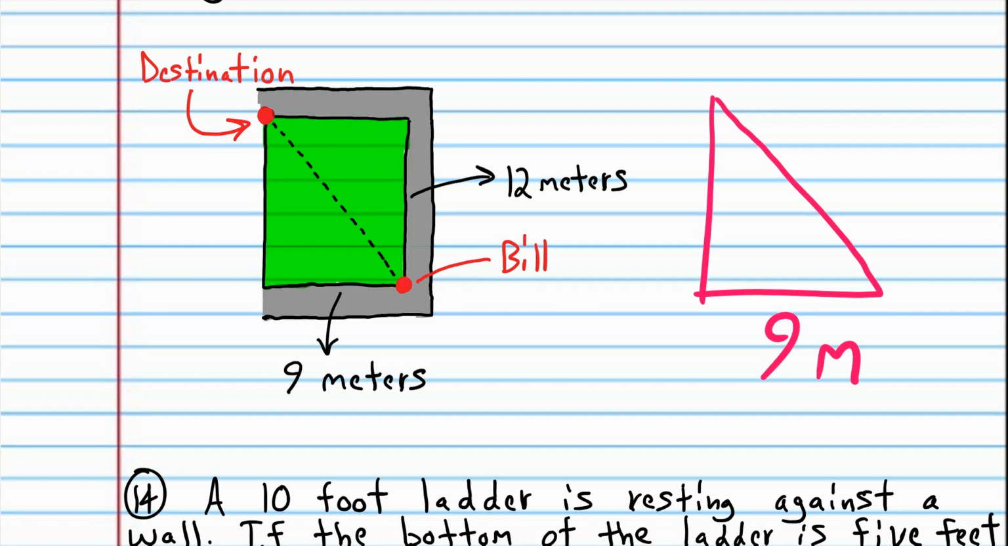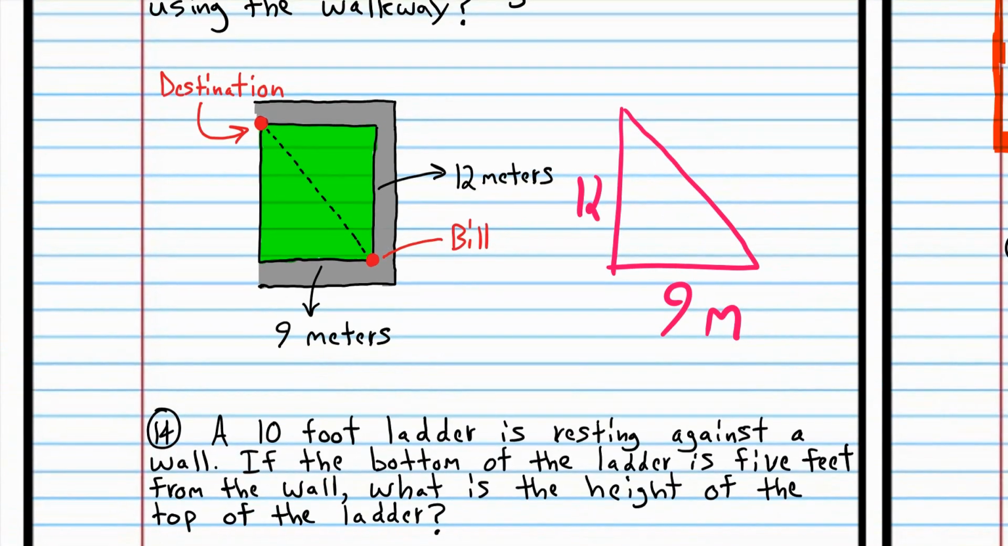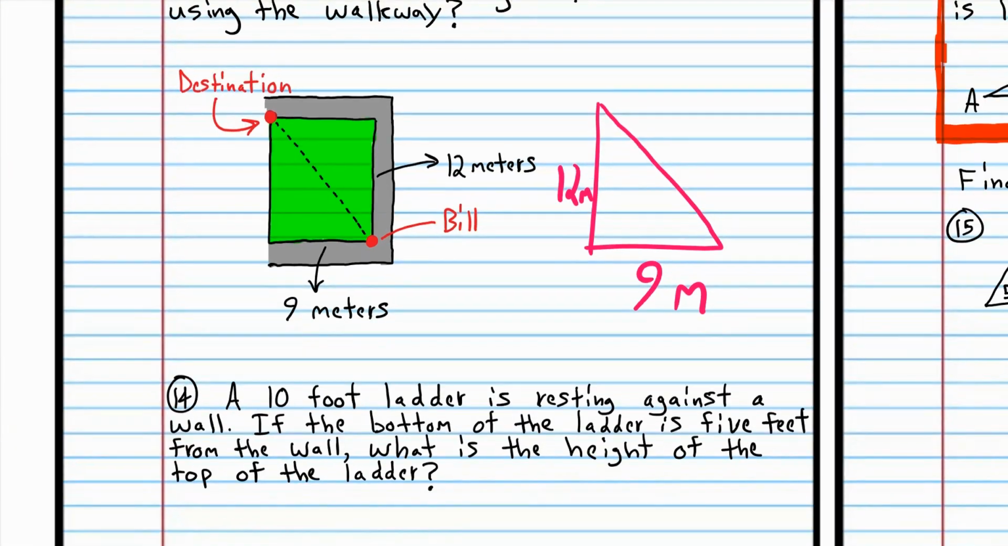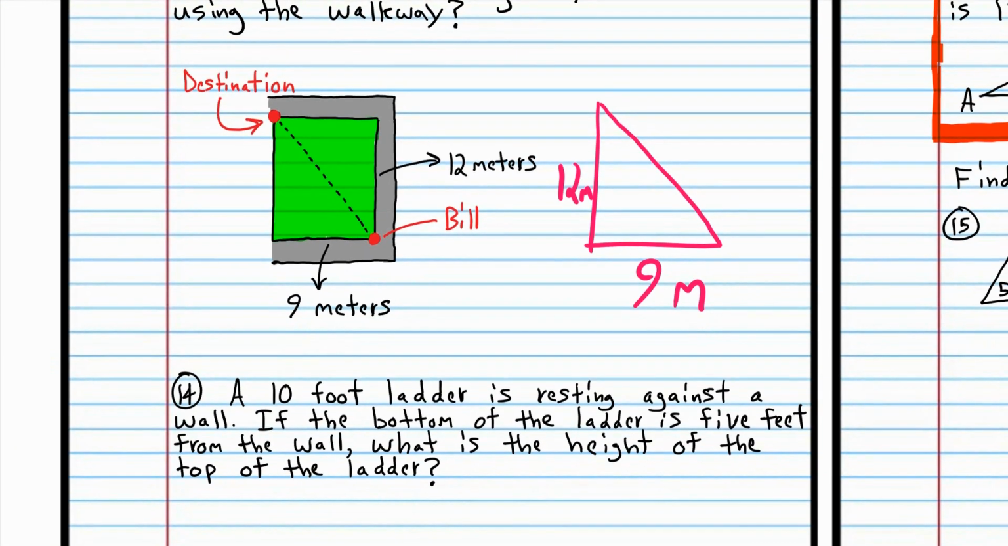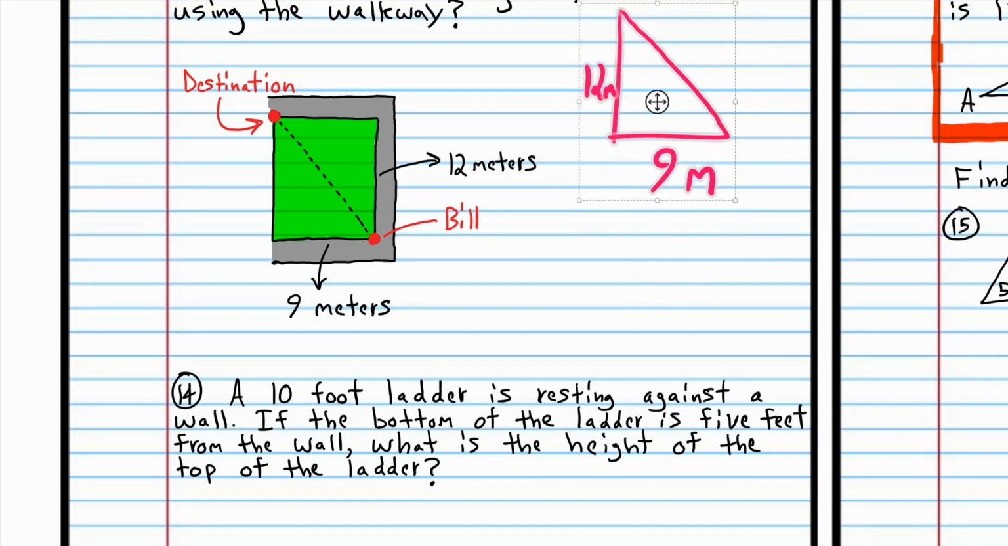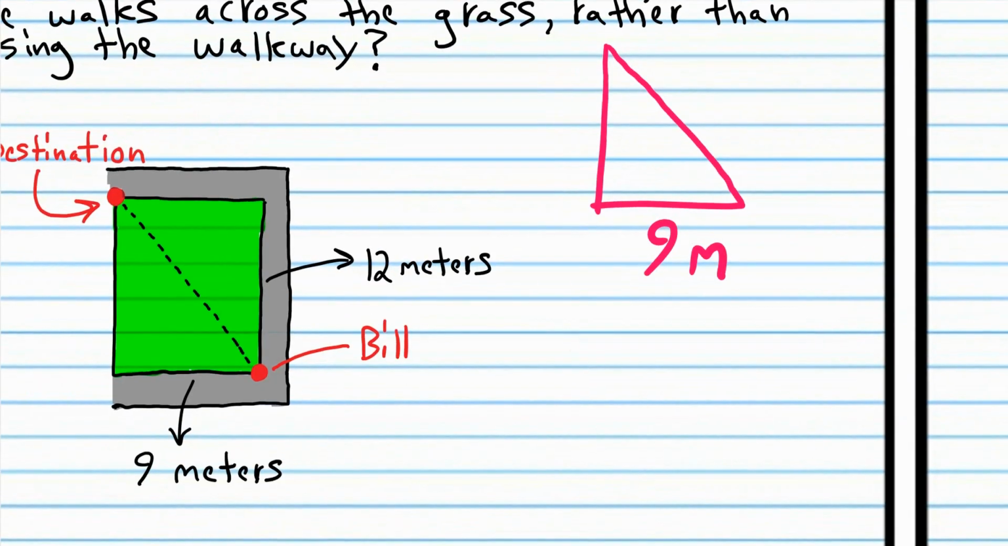So it's kind of a tricky problem. It doesn't look like we know this length, but we actually do. It's this length here. It's 12. So that's going to be 12 meters. So now it's just a basic problem. And let me get this out of the way here and shrink that a little bit. It's just a basic Pythagorean theorem problem.